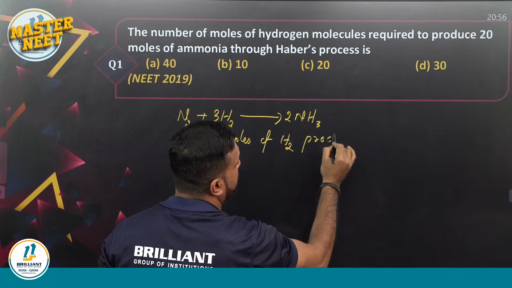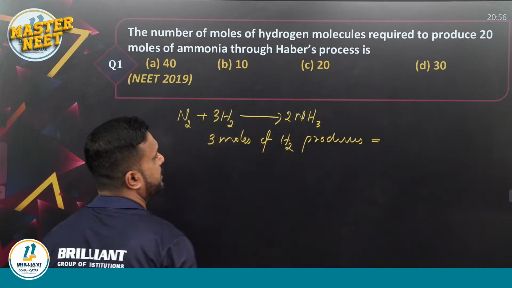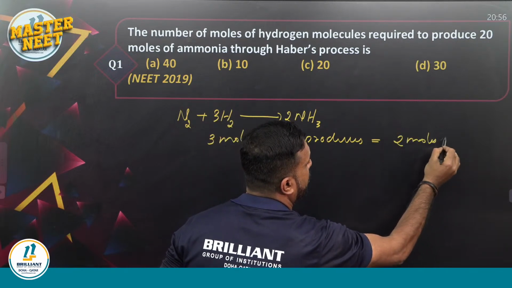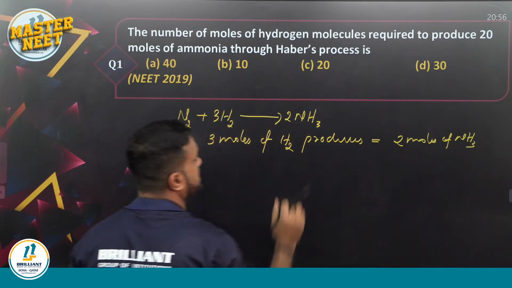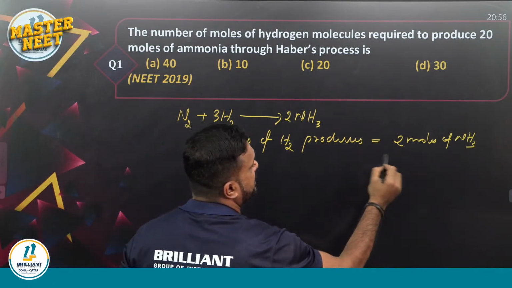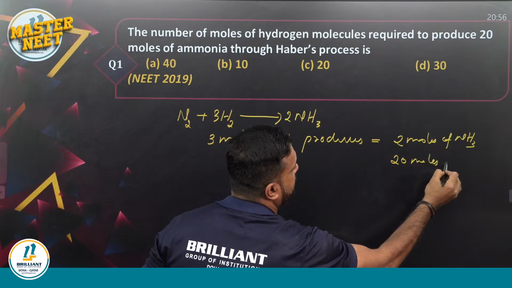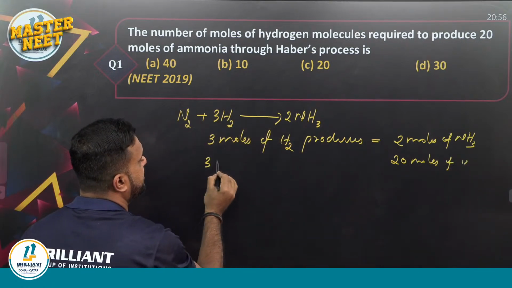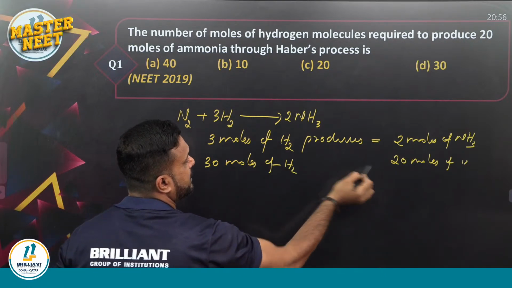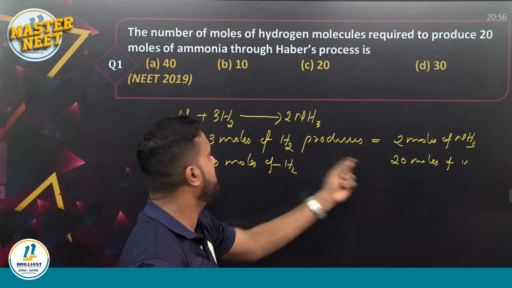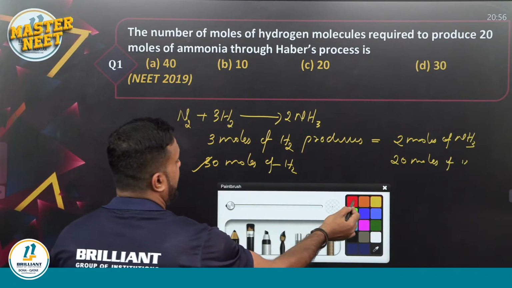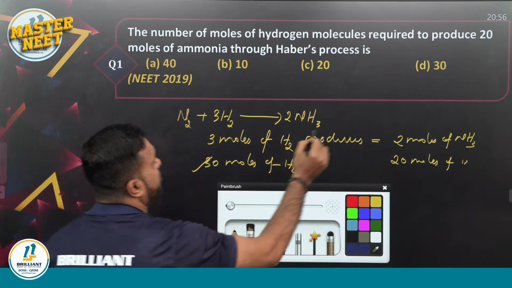produces, it's an easy one, but it's a previous year NEET question. 3 moles of hydrogen produces 2 moles of NH3. This is what the equation says. To produce 20 moles of NH3, obviously we should provide 30 moles of hydrogen, because 3 moles will give 2 moles of ammonia. So the correct answer is 30 moles.